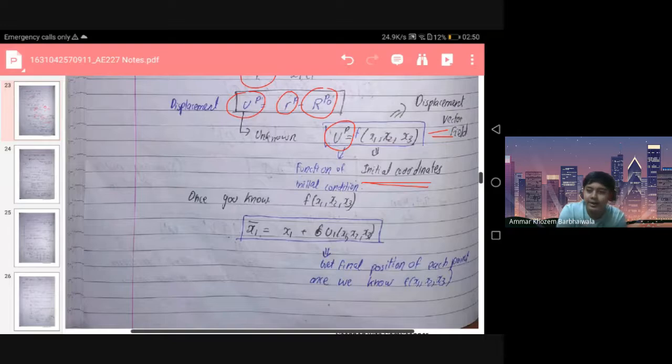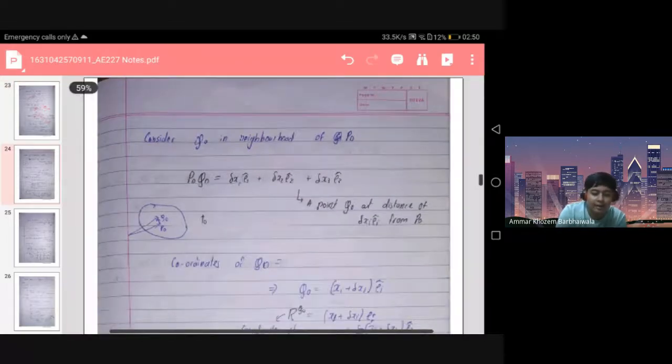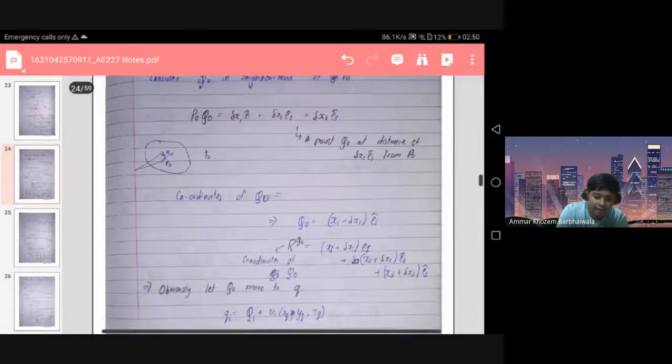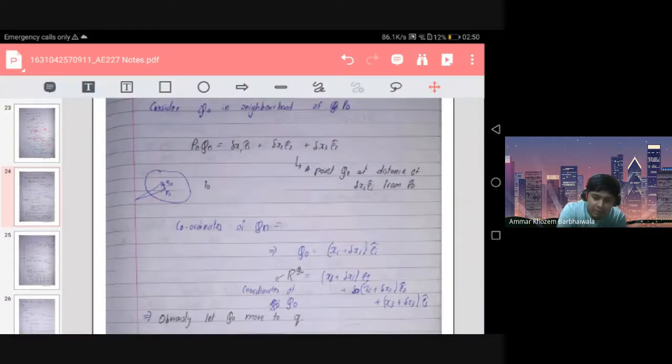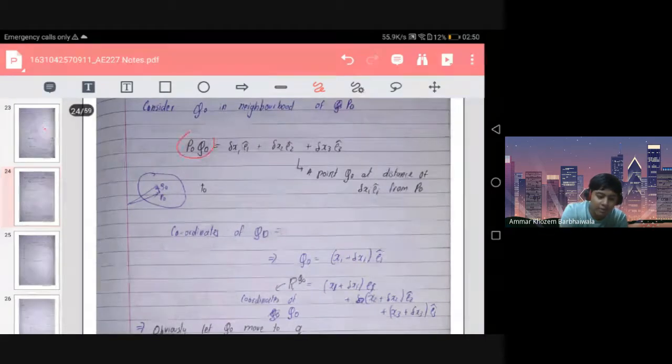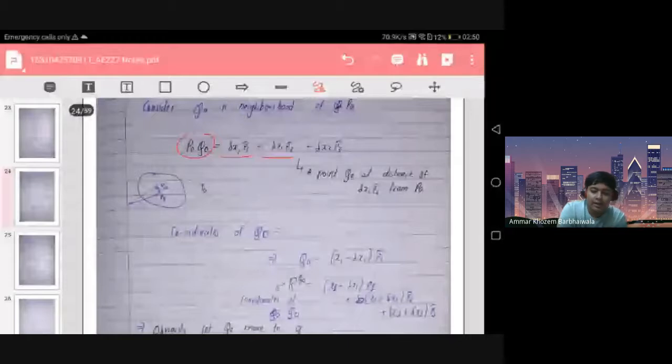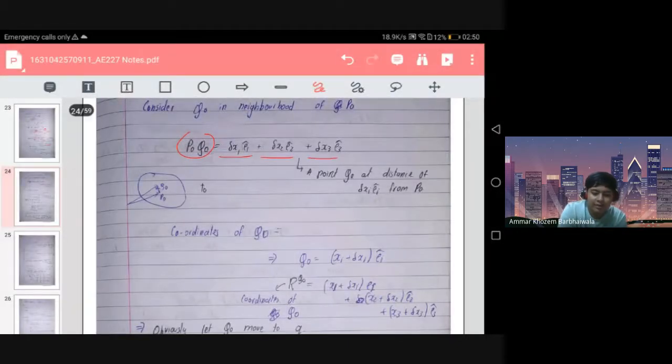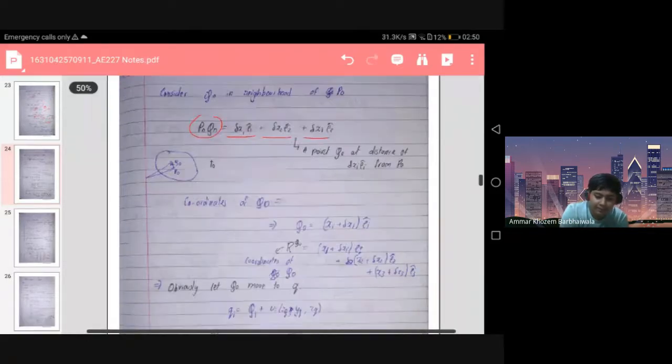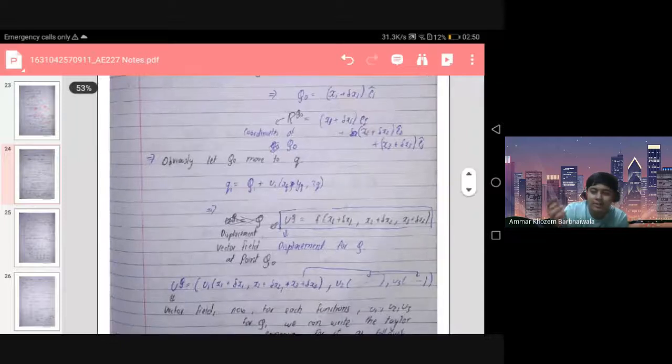To find the u vector field, and the stress and the strain we are talking about, we can consider another point q in the neighborhood of p. So q is a point just next to p, and p naught q naught is del 1 e1 cap, del 2 e2 cap, and del 3 e3 cap. So the coordinates of q would be x1 plus del 1 e1 cap plus x2 plus del 2 e2 cap. This would be the initial position r_q naught.